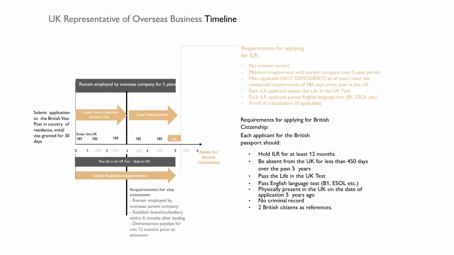Again, the first residence permit is granted for 3 years. After 3 years, once the parent company confirms that they still need the representative in the UK, he will be granted an extension for 2 more years and his family alongside him. In 5 years, they can qualify for indefinite leave to remain. And once they are granted indefinite leave to remain, all restrictions are lifted. And 12 months down the line, they can apply for British nationality if they're so inclined.